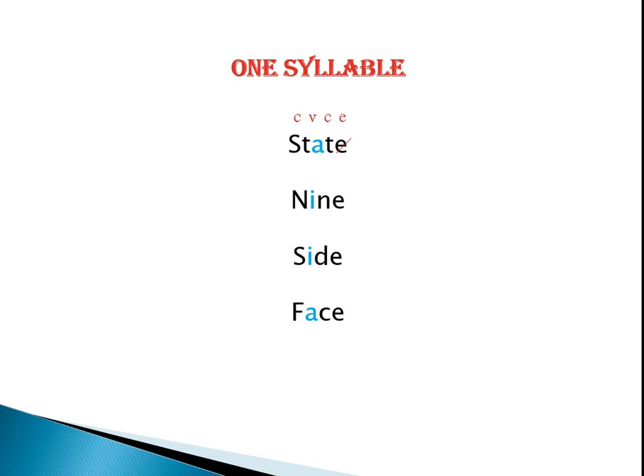Nine, the same for nine. We have N consonant, I vowel, and N consonant and E at the end. So we have a CVCe syllable. And E is silent. So we will not pay attention to it. Side the same and also the same for face.